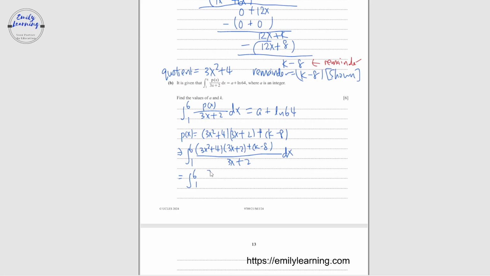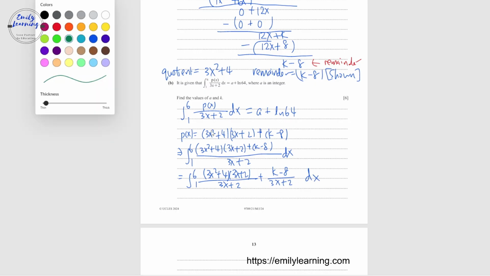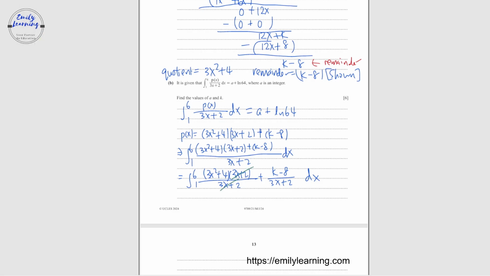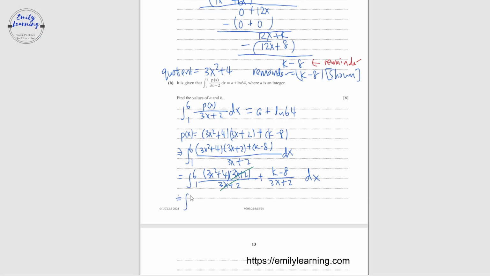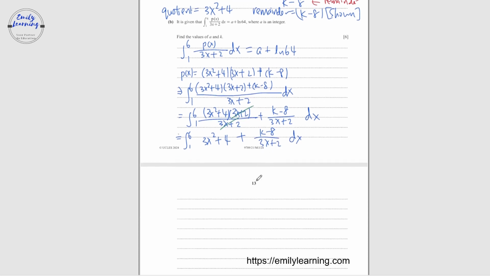I'm going to split this into two fractions. Then let's cancel away this, so I only have 3x squared plus 4 here. Remember that k minus 8 is essentially a constant, like 4, 5, 6. So now we can integrate.